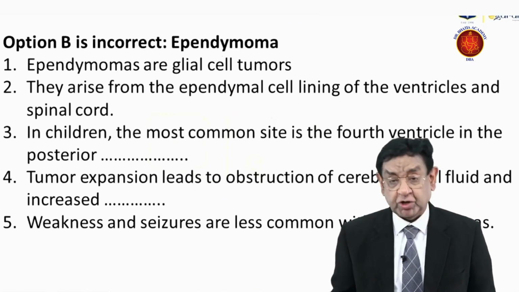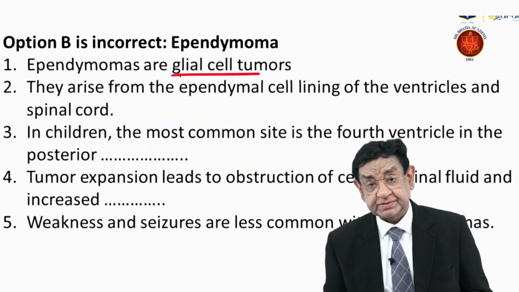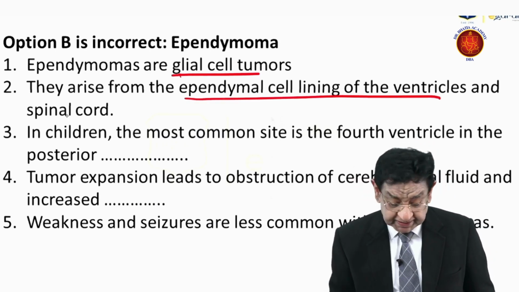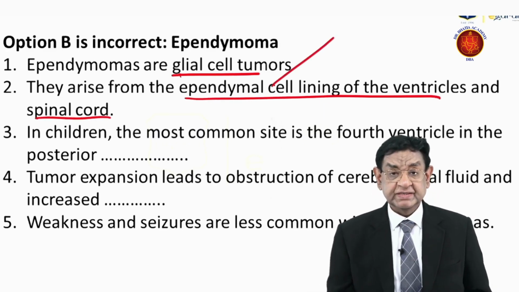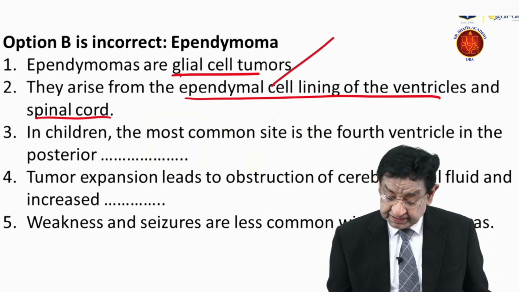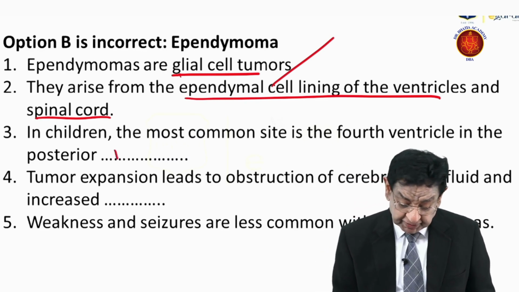Let's look into the other option. Ependymoma, they are glial cell tumors. They arise from the ependymal lining of the ventricle and the spinal cord. We are well aware the inner lining of the ventricle, this cavity, is ependymal cells. And in children, the most common site is the fourth ventricle in the posterior fossa.